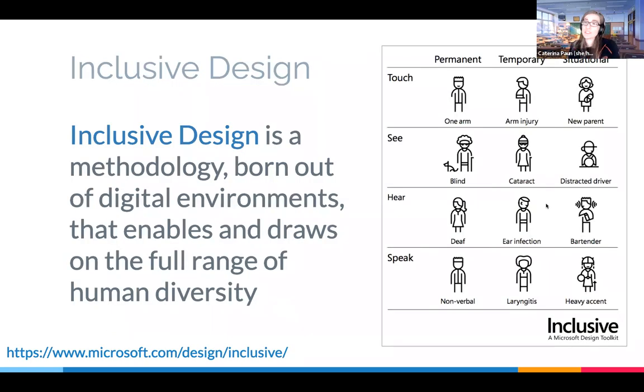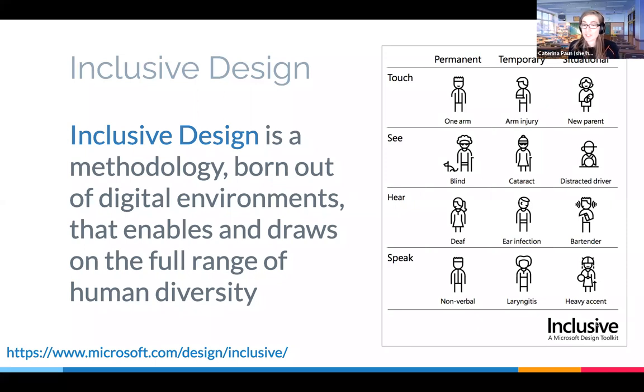But when we talk about accessibility and disability specifically, often we really only focus on permanent disabilities. So I wanted to bring our attention to inclusive design, this framework that was developed by Microsoft. The idea here is that while there are permanent disabilities, often there are also temporary and situational disabilities or limitations to ability.